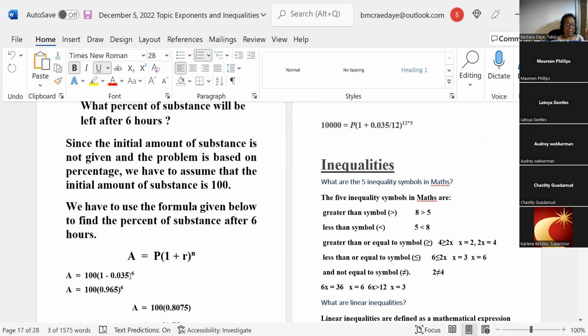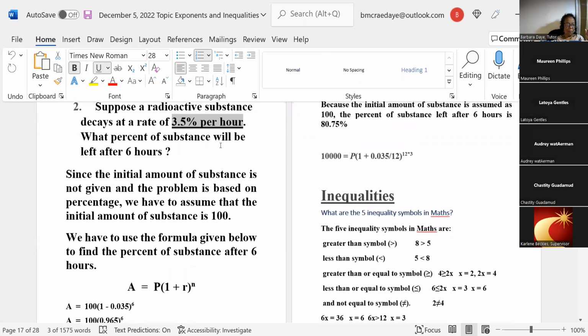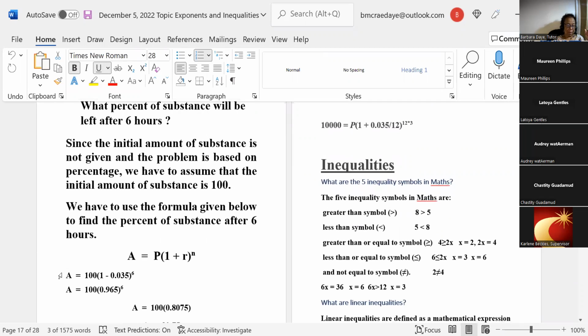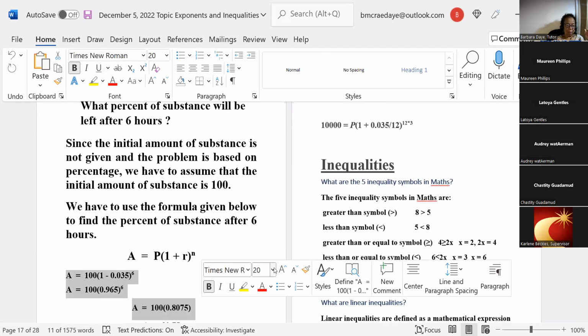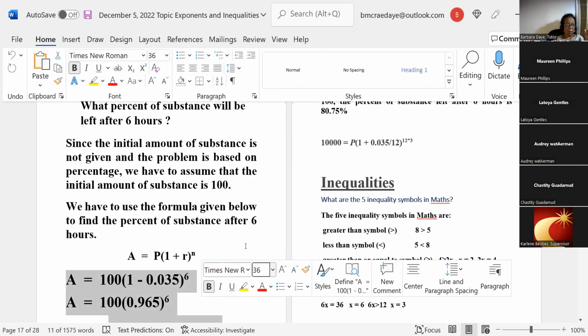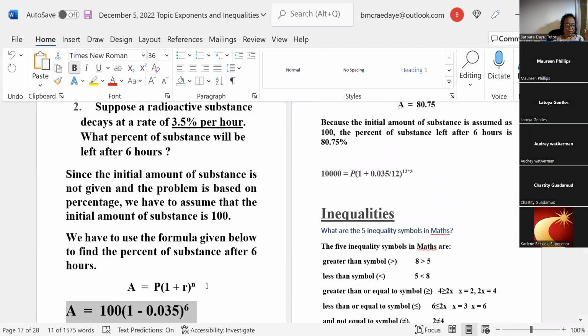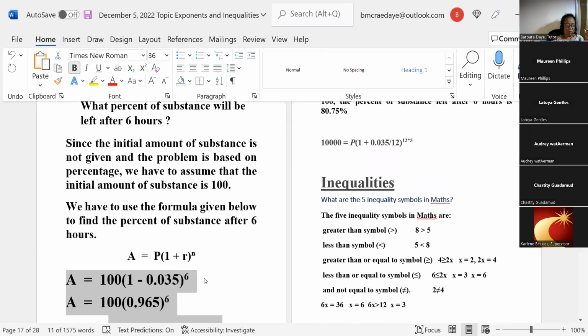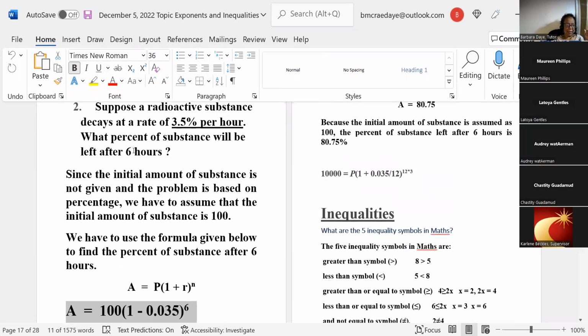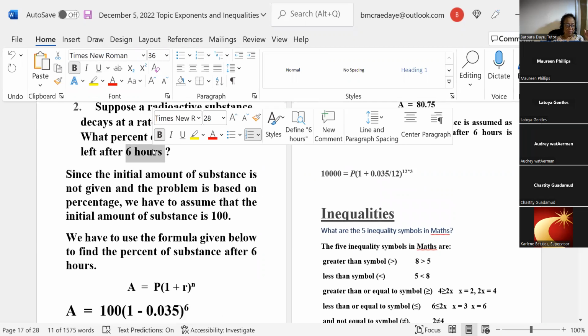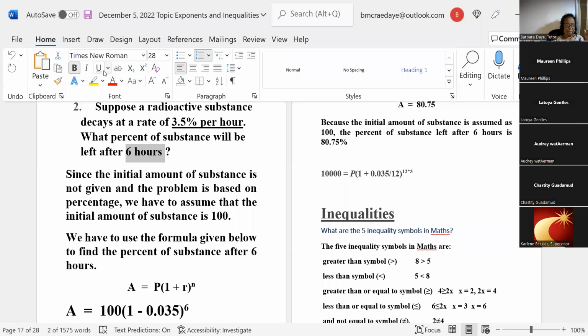3.5% converted to a decimal. There you go, right here. Let me make this bigger. Okay, so convert the percent to a decimal: 1 minus 0.035. The time is 6 hours. There we go. That's the time.